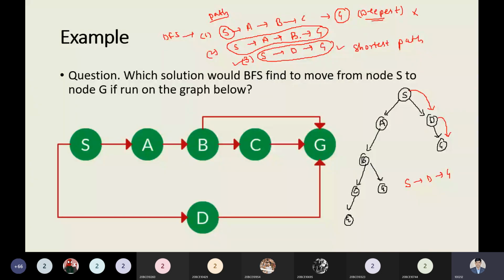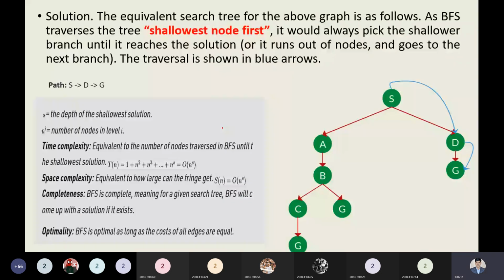Once again, just look at this solution, and everything is written over here for your notes purpose, so you can go through that part. S is the depth of the solution, and that is the little deepest, we can say. And b to the power i would be the number of nodes at level i, and the same for time complexity and space complexity. Compared to the DFS, BFS is optimal as long as the cost of all the edges are equal. So definitely it would be optimal compared to the DFS. Is it true? Yes, sir.